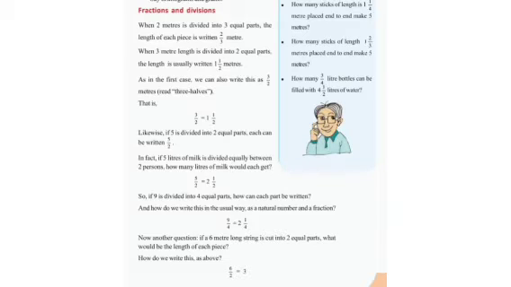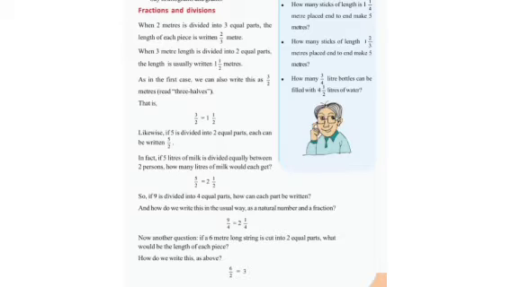Likewise, if 5 is divided into 2 equal parts, each can be written as 5 by 2. In fact, if 5 liters of milk is divided equally between 2 persons, how many liters of milk would each get? 5 by 2 can be expressed in mixed fraction as 2 1 by 2. So, if 9 is divided into 4 equal parts, how can each part be written? Yes, 9 by 4. In mixed fraction, it is expressed as 2 1 by 4.